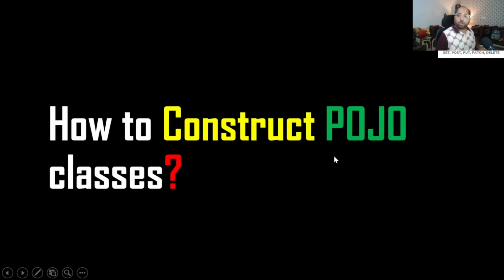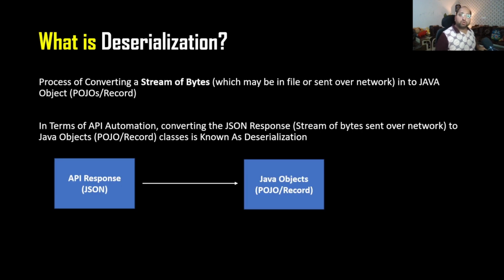In order to talk about the current lecture, let us quickly recap what we covered in the previous lecture. It will help us understand why we need POJOs and how we can construct them. We talked about what is deserialization. Deserialization is the process of converting the stream of bytes, which can be available in a file or sent over the network, into Java objects. These Java objects could be in the form of POJO classes or records.